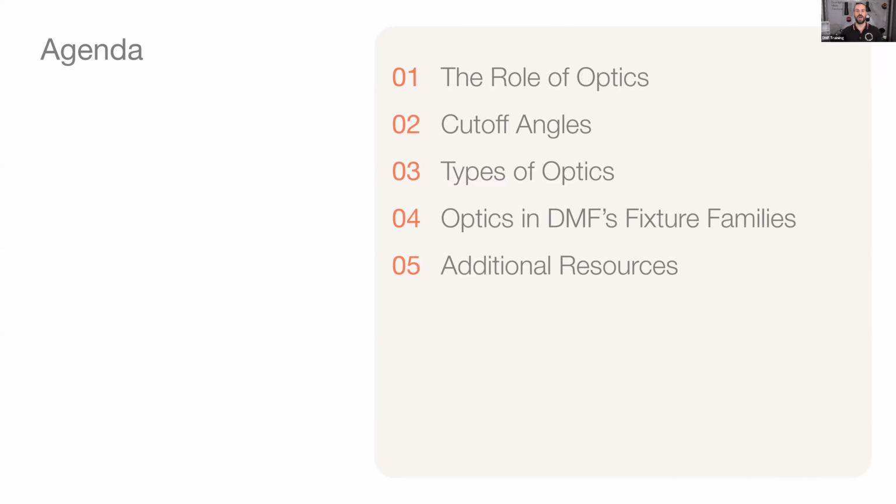I'll then go into some different types of optics that are used in different downlights. Also used more broadly in lighting, but specifically for downlights. And talk about some of their advantages and disadvantages. And then we'll spend a fair amount of time going over the different optics that are used in all of our fixtures here at DMF Lighting. And then at the end, we have some additional resources for you.